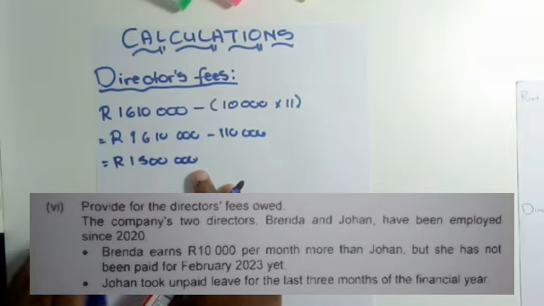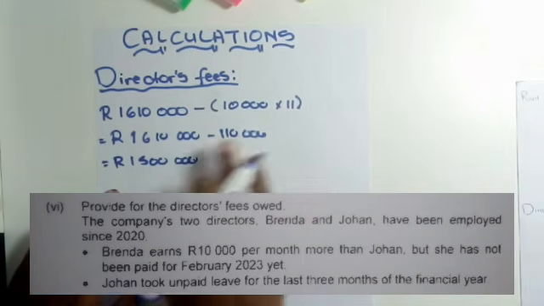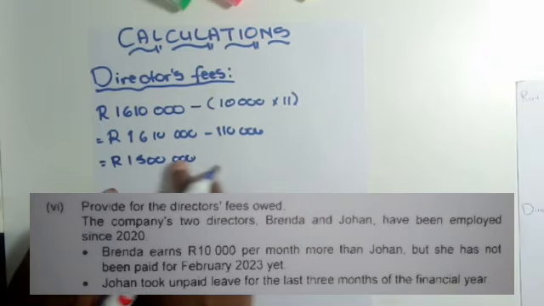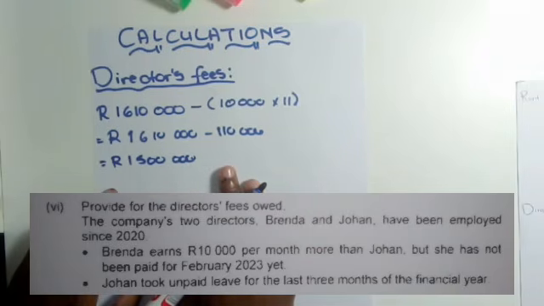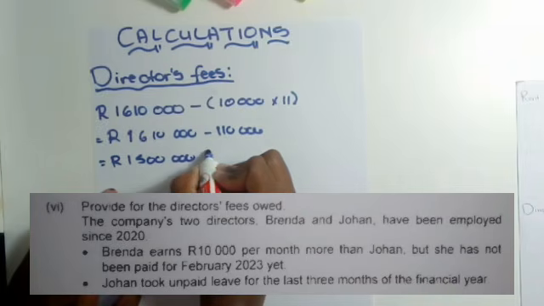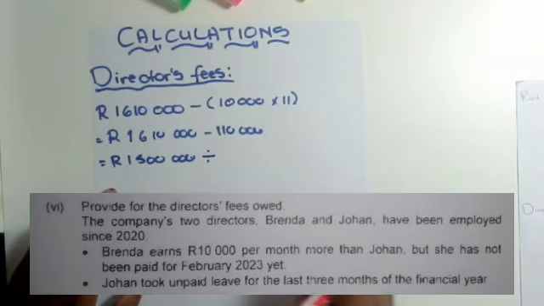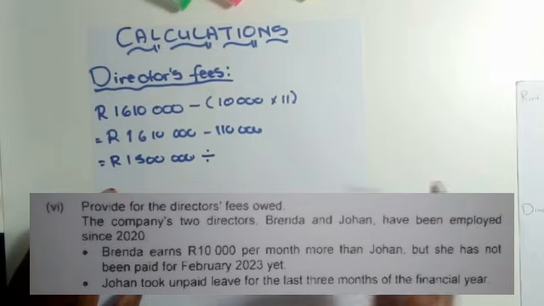So why is it divisible? It's because I have taken out that part of an increase. It means what is left in here is an equal pay for both directors. So now what I need to do is just divide it by the number of months of the payments.